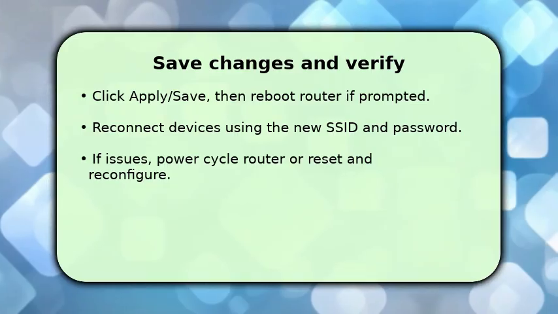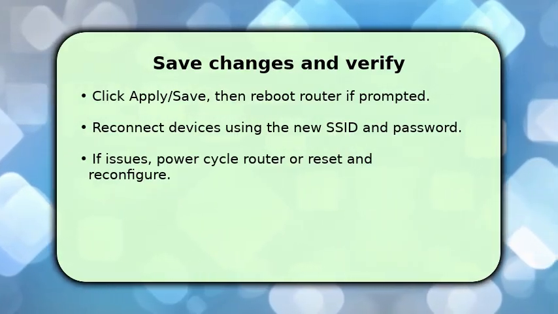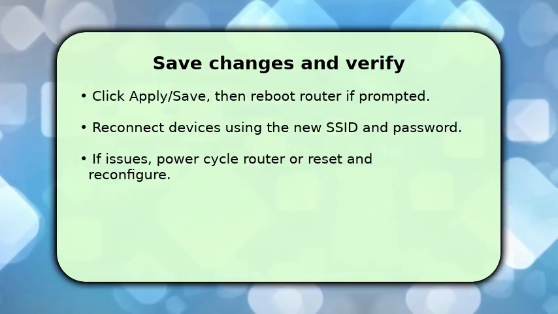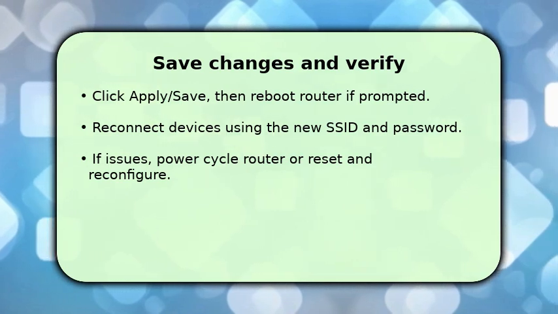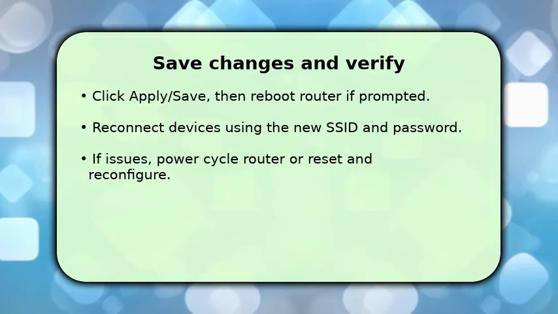If a device won't connect, power cycle the device and router, double-check the passphrase, and confirm the correct band. If problems persist, reset the router to factory settings and repeat configuration with the default admin credentials.